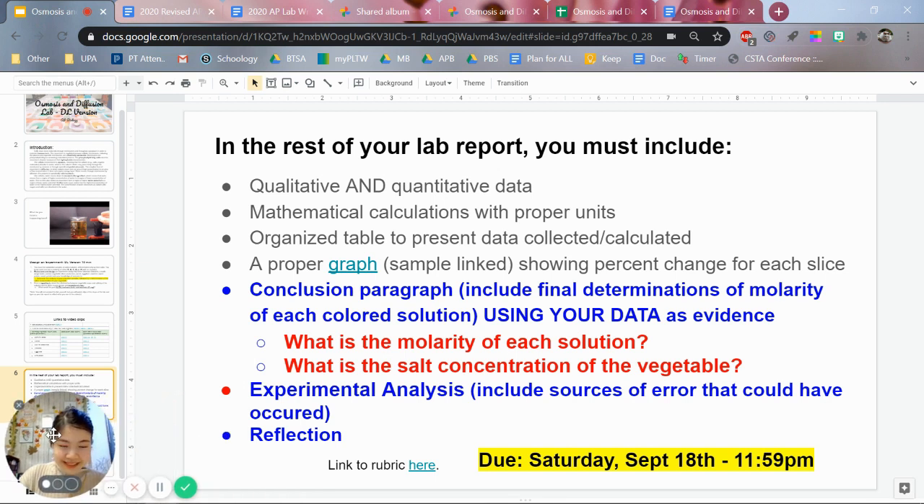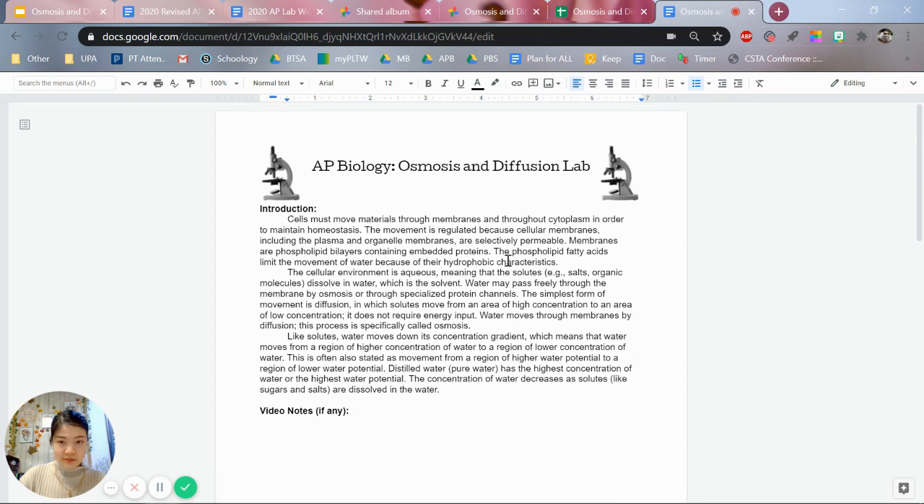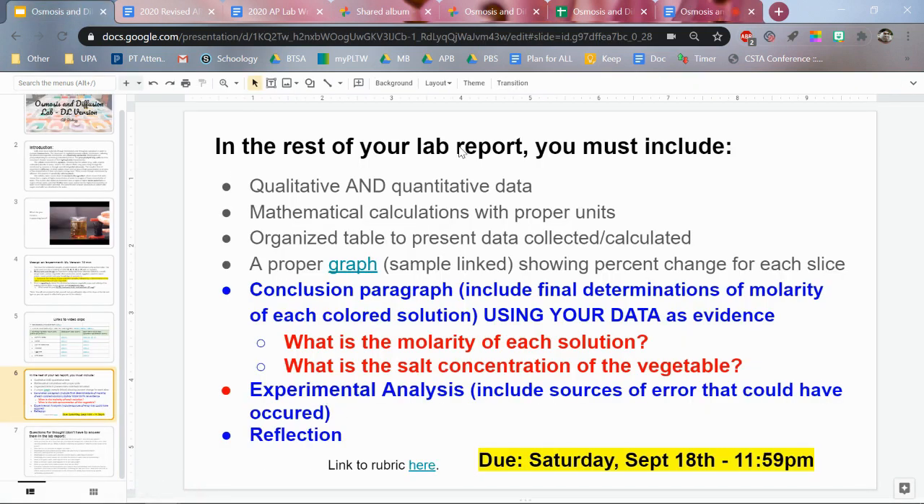So again, this is my 2nd year teaching. This is my first time making something like this. I just adapted my materials from this lab that I got from another teacher. So I hope this works for you. If it doesn't, I hope you find a better way to do this Osmosis Diffusion Lab.